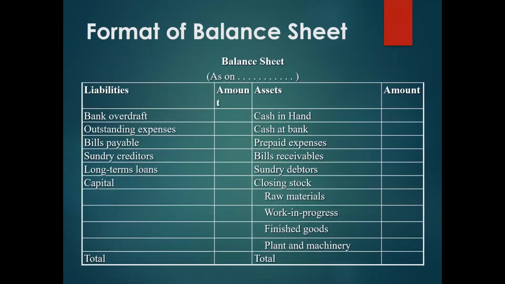So coming to the format of the balance sheet. So this is the format. On the left hand side, all the liabilities are listed, and on the right hand side, all the assets are listed. So what are all the factors listed in liabilities? The bank overdraft. Here bank overdraft is the amount payable to the bank.